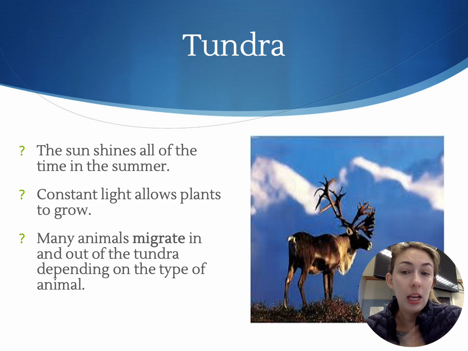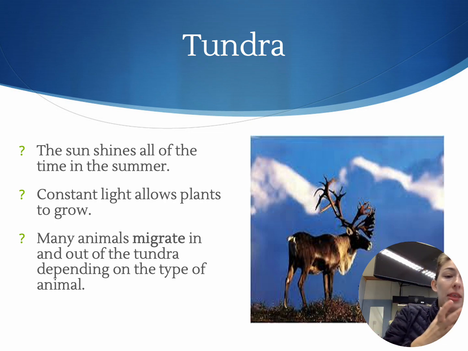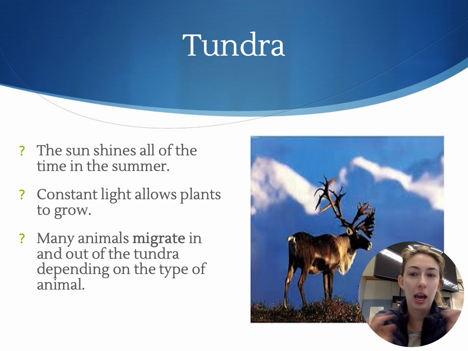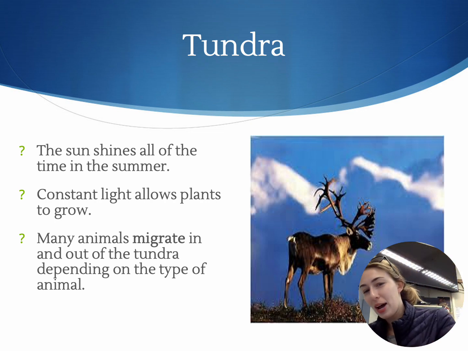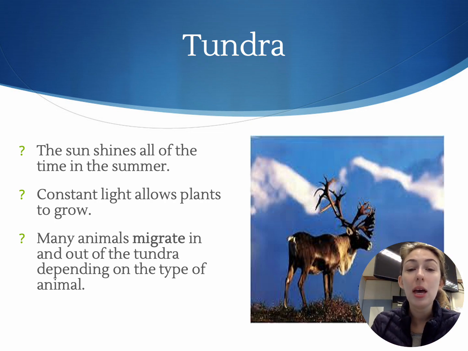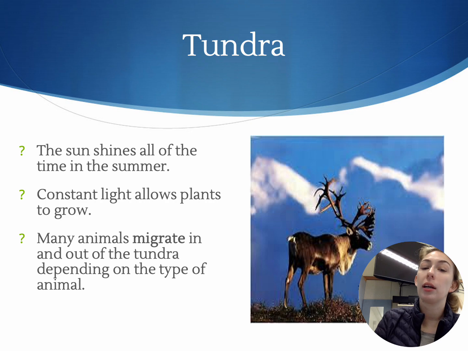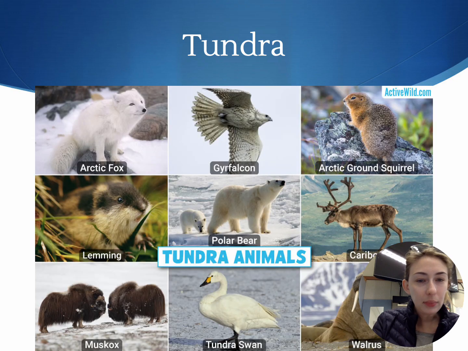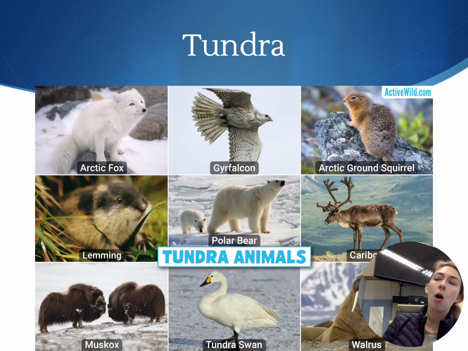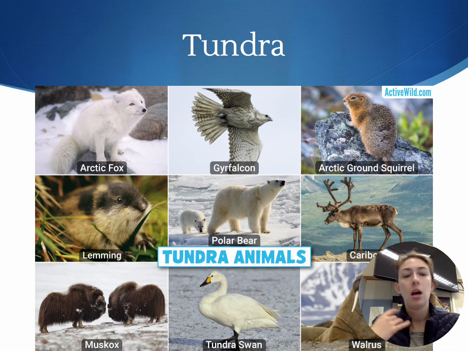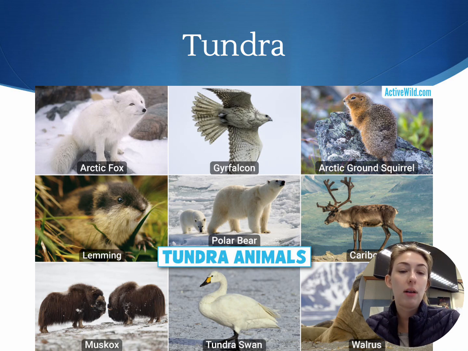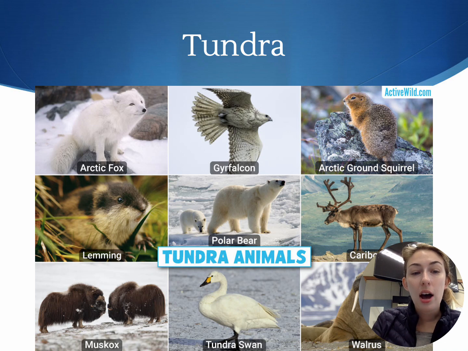That being said, a lot of times animals are going to migrate up there depending on the types. We've got geese or certain types of elk and moose that come up there and then go back down when the weather becomes too extreme, the ground is covered, and there are no plants to eat. Some species include everything from the walrus, the caribou, muskox, polar bears, lemmings, Arctic fox, gyrfalcon, Arctic ground squirrel, and then tundra swans.